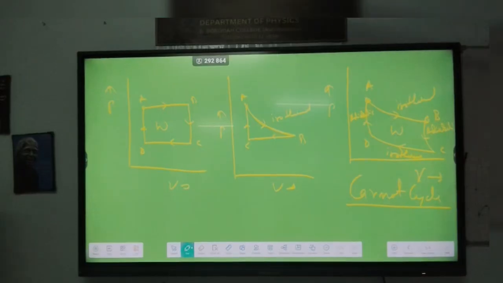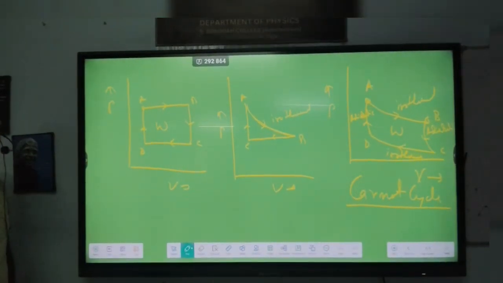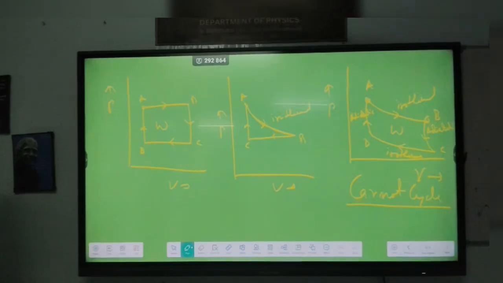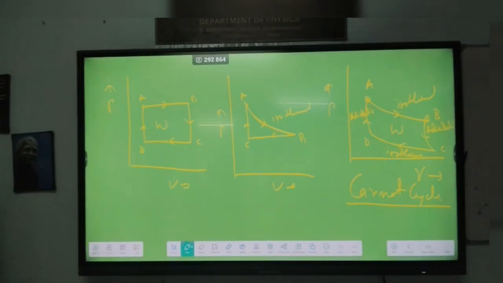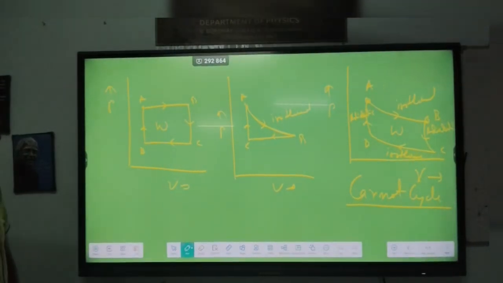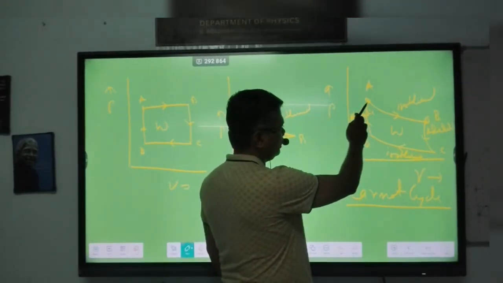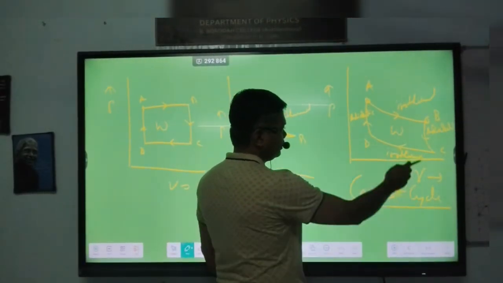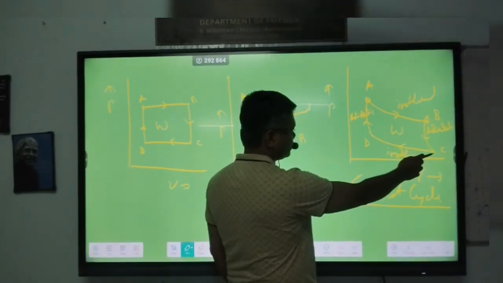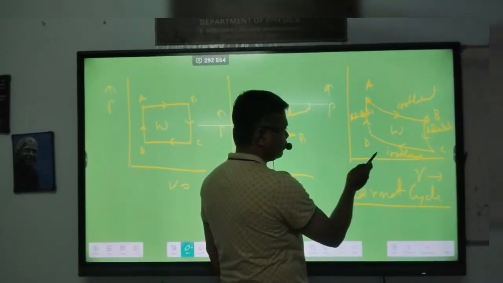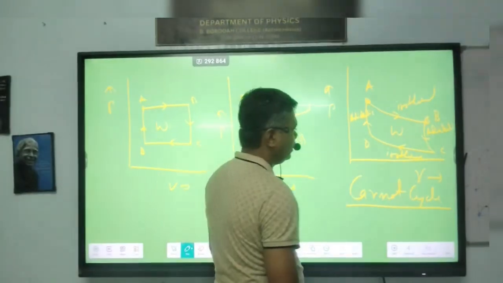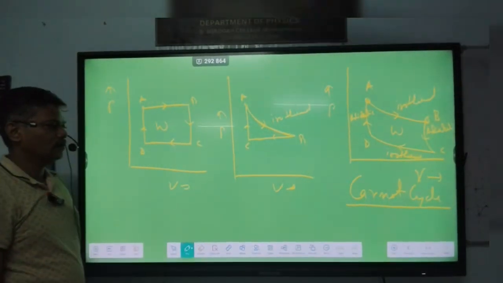So to run a heat engine, we have to run the processes of extracting heat from the source and giving it to the sink. That process has to be run in a cycle. Now the Carnot cycle follows this kind of cycle. It goes from A to B through an isothermal process, then B to C through an adiabatic process, then C to D through an isothermal compression, then D to A through an adiabatic compression.